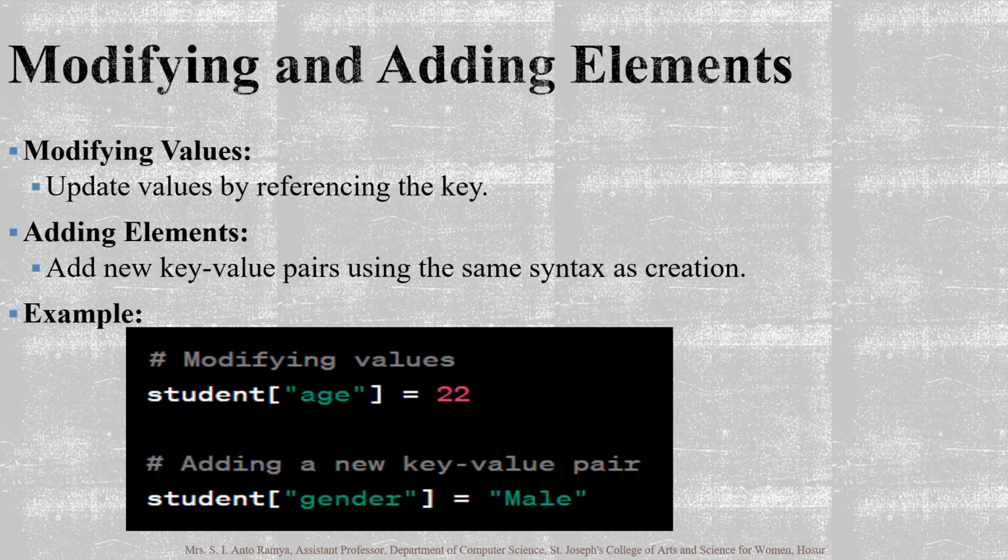Next one is modifying and adding elements. So for modifying the elements, you can use the reference as a key, and for adding a new element also, we can add both key as well as value. See the example. Modifying values, the first one, student of age is equal to 22. So age is already available. We are just updating the value as 22. Then student of gender is equal to male. So we are going to add a new set of value. So now we are going to add gender as well as male both to your dictionary.